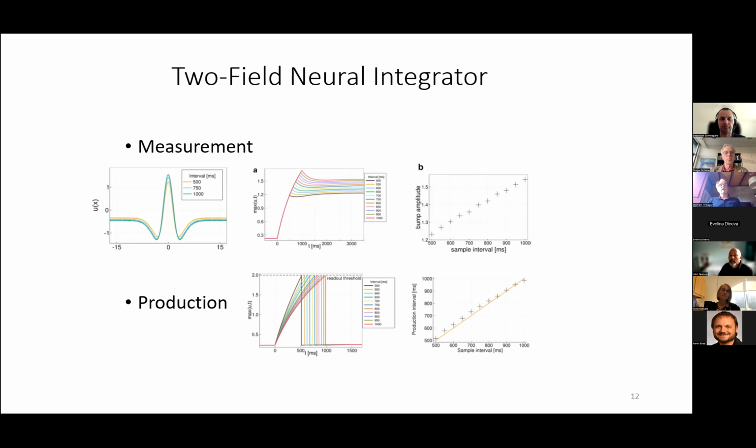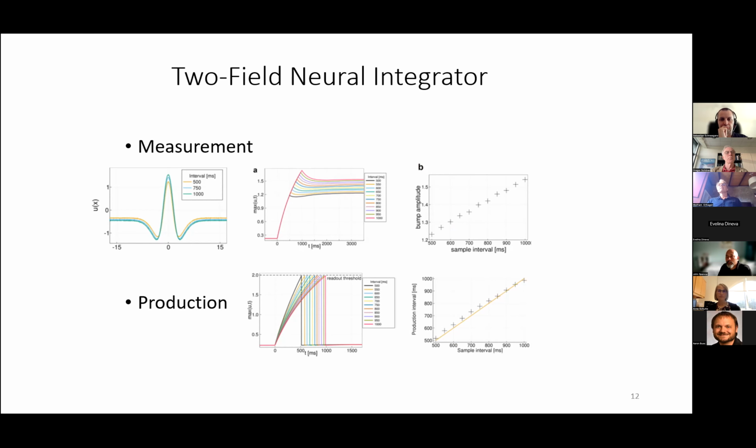During production, in the upper panels, you see a readout threshold. The assumption is that a certain threshold is reached, and then the saccade is made. So it reaches that threshold at different times. If you plot the sample interval against the production interval, you also get a good fit. So the neural integrator works well, qualitatively reproducing the monkey experiments I've shown.